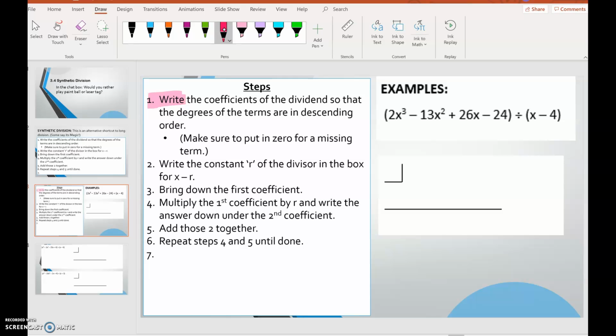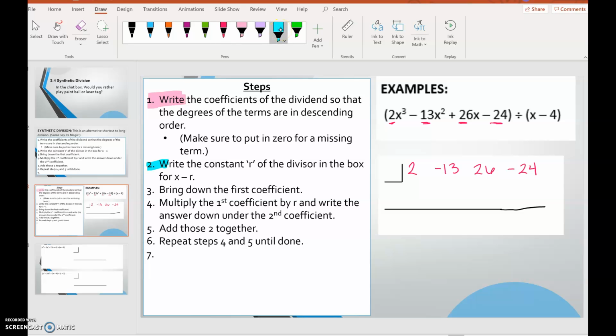So we have 2, and then negative 13, positive 26, minus 24. My line down here isn't quite long enough, so I'm just going to go ahead and draw a line to extend it. So that's step 1, just writing down the coefficients right here. So I just took those and wrote them down here. Let's look at the next step.